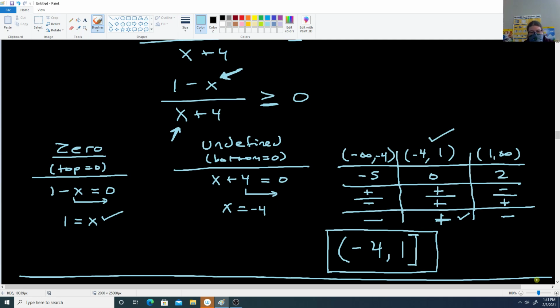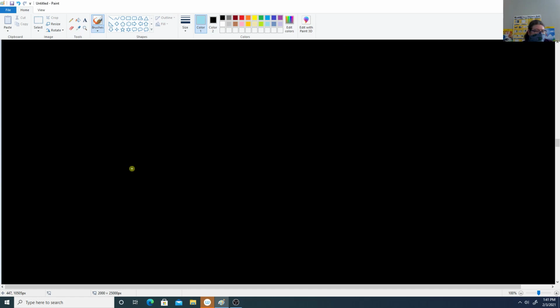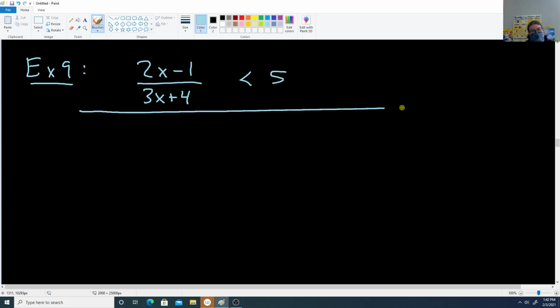Okay, so the final example is going to wrap up section 1.7. So this is going to be example 9. It's another rational inequality. Suppose we had (2x minus 1) over (3x plus 4), and that's supposed to be less than 5. Want to solve that and answer in interval notation. Step 1, the 5 comes over as a negative 5.